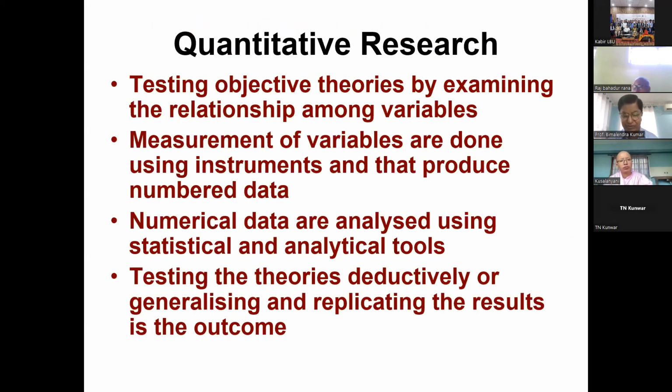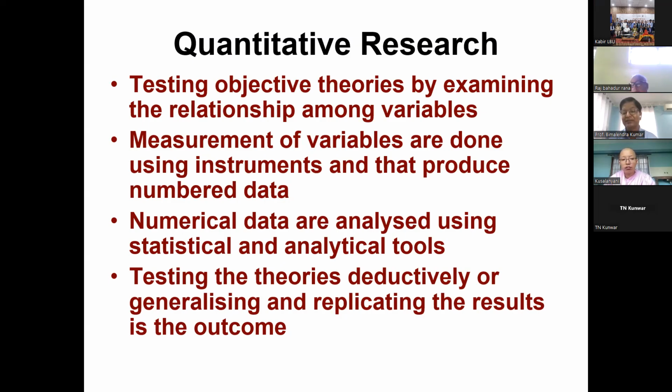Now we are coming to the main methods of research, the main research approaches that we generally use in humanities and arts subjects. They are quantitative research and qualitative research. We will discuss the methods of the qualitative and quantitative approaches later on, but in a very brief manner, we will discuss what quantitative research is.